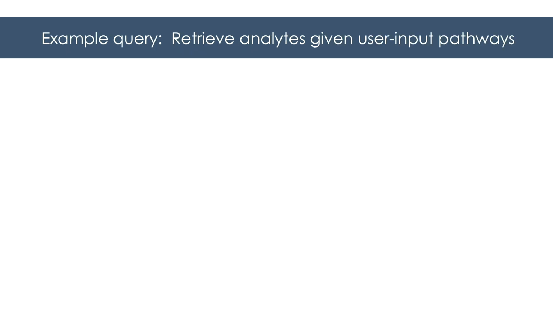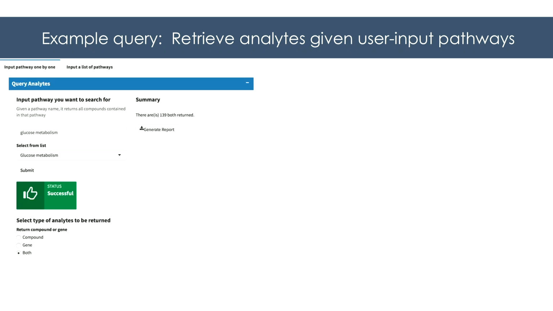And so I want to do one example query, just to show an example of the app. So this allows you to retrieve analytes given a user input pathway. So this is one screen here, this is the part of the screen of our app that allows you to query the pathways for analytes. So here you can just type in a pathway.